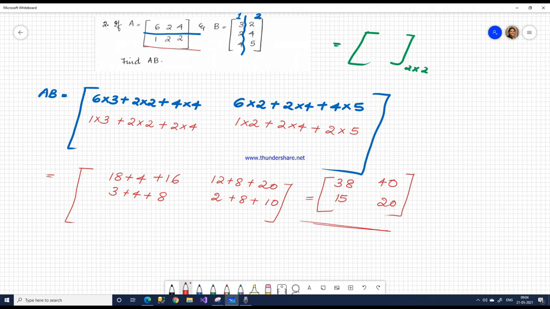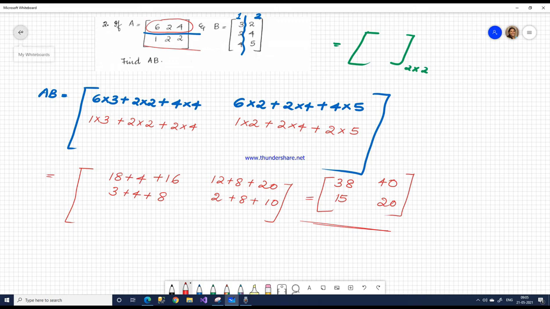So the first thing you have to keep in mind is first row multiplying with the first column, then the same row multiplying with the second column makes the second element. Then taking the next row with the first column, next row with the second column. This is how we got the resultant matrix. Hope this is clear for you.